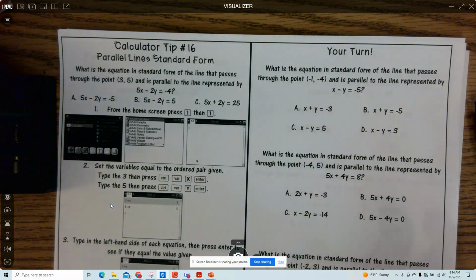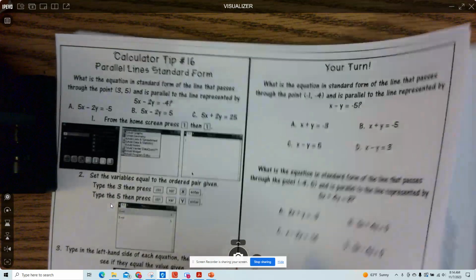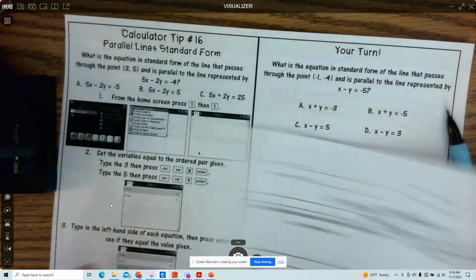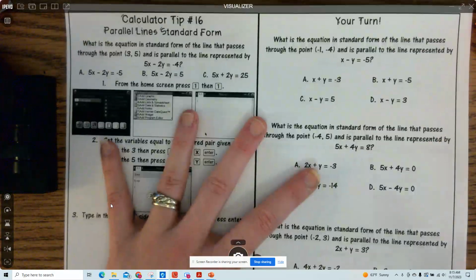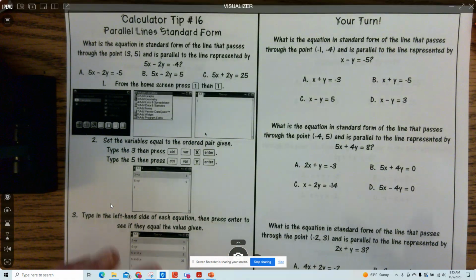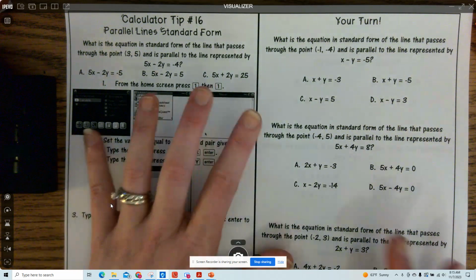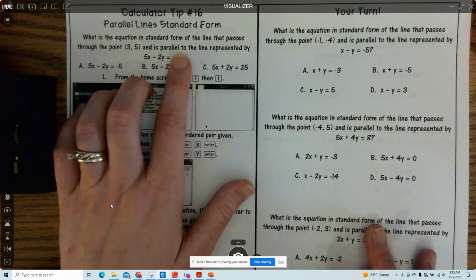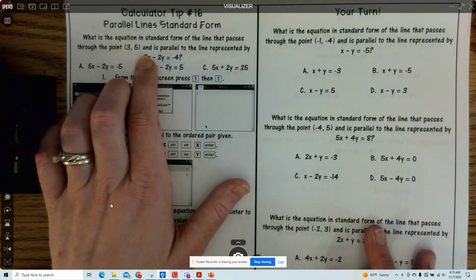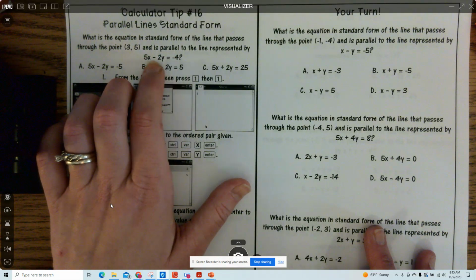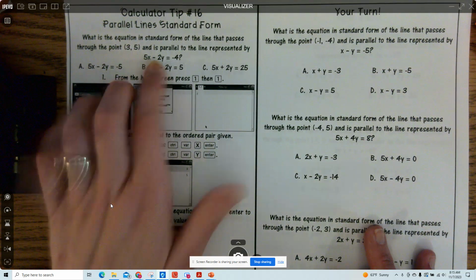All right, this video is for lesson 4.7 homework, but we're going to look at these calculator tips first. What we're doing today is parallel and perpendicular lines through a given point, but they're in standard form. So multiple choice, again, there are so many calculator hacks with multiple choice that even if you can halfway do a problem, or if you've got a few calculator skills, you can pass this thing. So what is the equation in standard form of the line that passes through the point 3, 5 and is parallel to the line represented by 5x minus 2y?